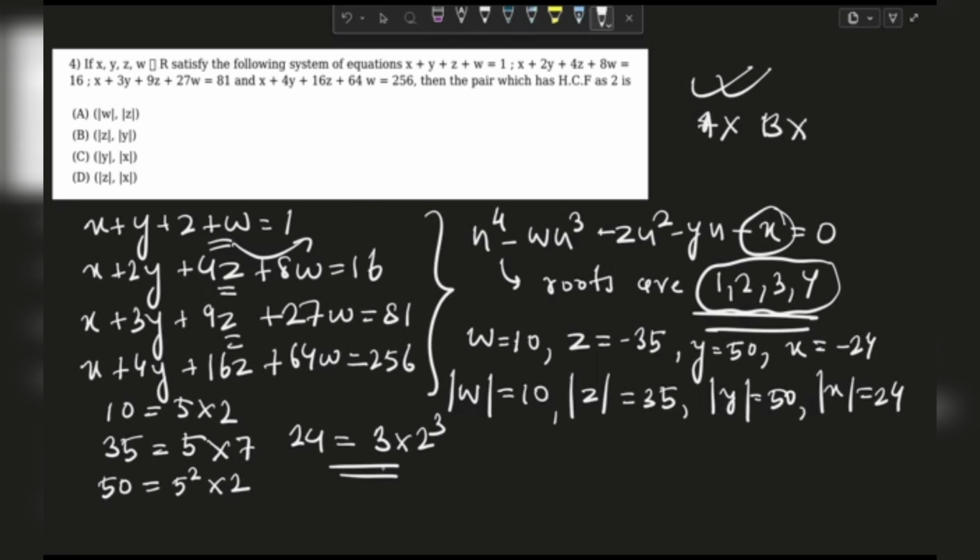In C we have mod Y and mod X. So 50 and 24. Yeah, here 2 will be the HCF. So option C becomes one correct option. Let's look out if there is any other correct.